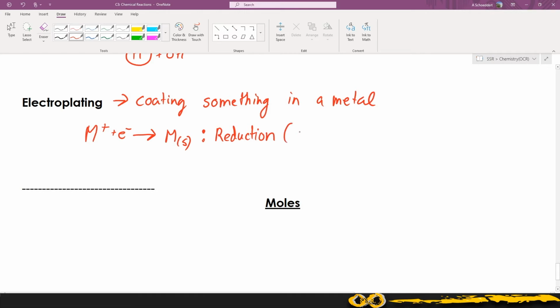Reduction occurs at the cathode, because that's where electrons are present. The cathode is negatively charged and it will attract those positive metal ions. And so if you would like to electroplate something, you need to hook it up to be the cathode of your reaction.